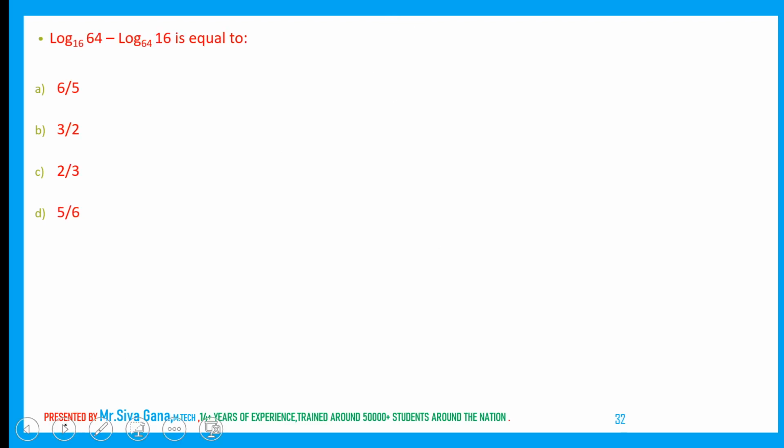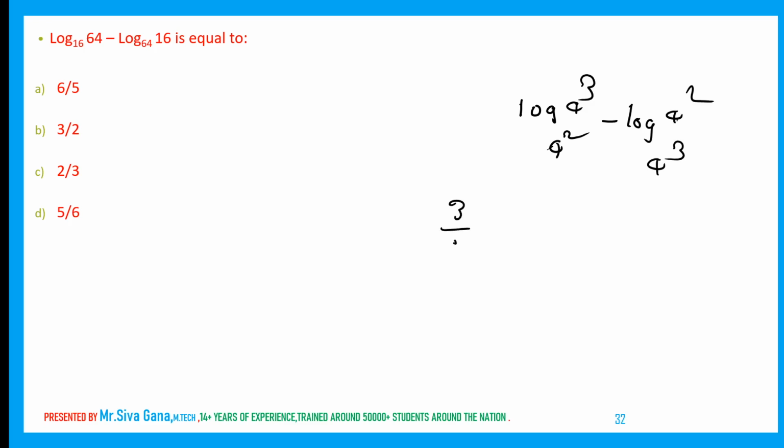Log 16 64, okay. 16 is 4 square, 64 is 4 cube. So this can be written as log of 4 cube to the base 4 square, minus log of 4 square to the base 4 cube, which is nothing but 3 by 2 log 4 to the base 4 minus 2 by 3 log 4 to the base 4.